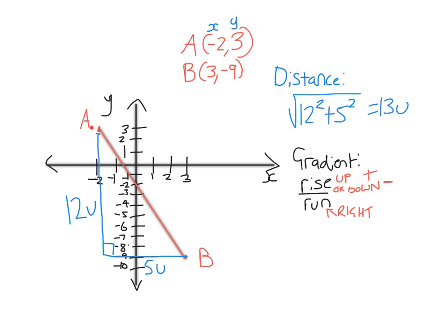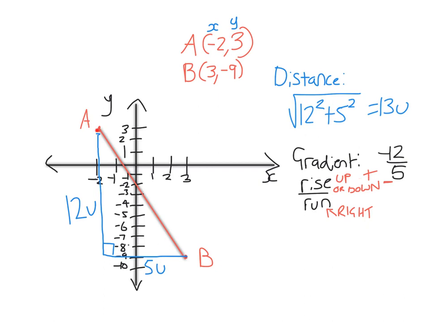From here to here, we've gone right by 5 units. So 5 will go on the bottom of our gradient here. Now to get from A to B, you always start at the left point. We've gone right 5 units. Now, have we gone up or down to get to B? We've actually gone down by 12 units. So the gradient is going to be 12 over 5, but because we've gone down, the gradient's negative. That's what this note here means.